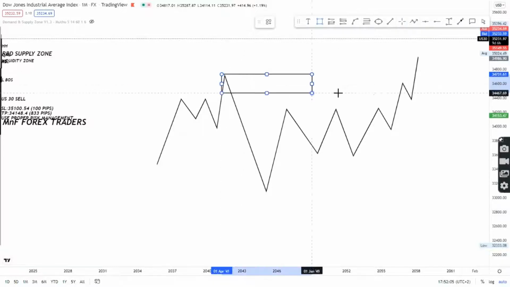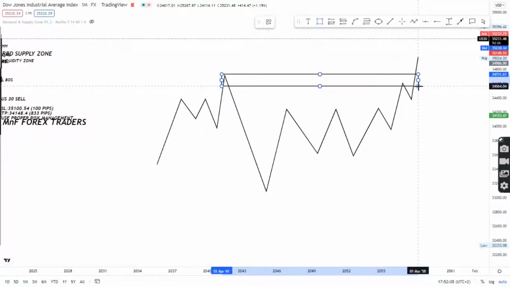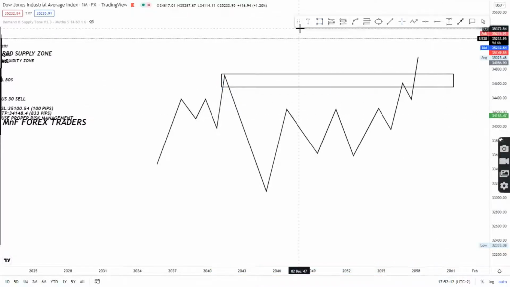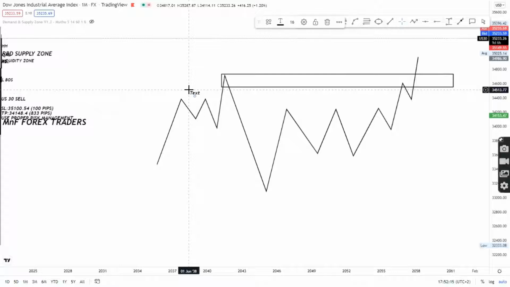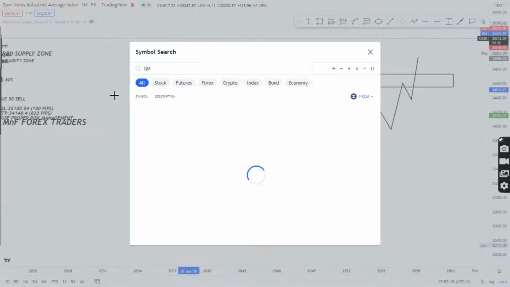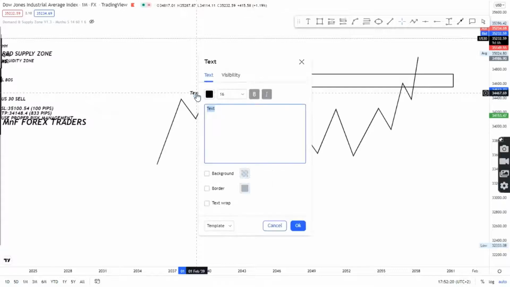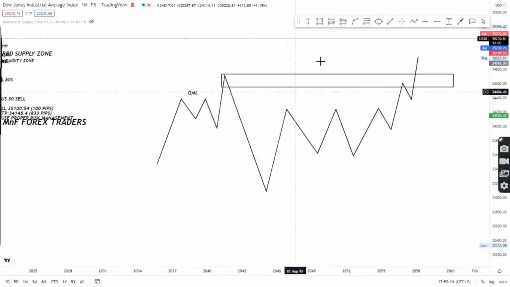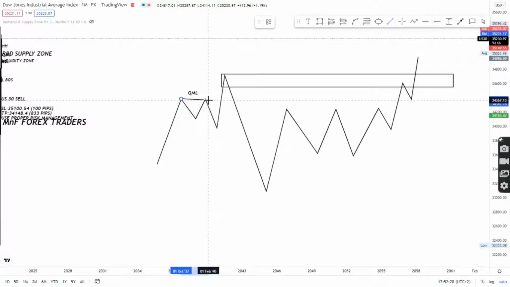Right here is my rally based drop supply zone. This is my QML, my dual resistance QML. By dual resistance QML, I mean double resistance, where the market was rejected twice like that. That's my dual resistance, which is my high.